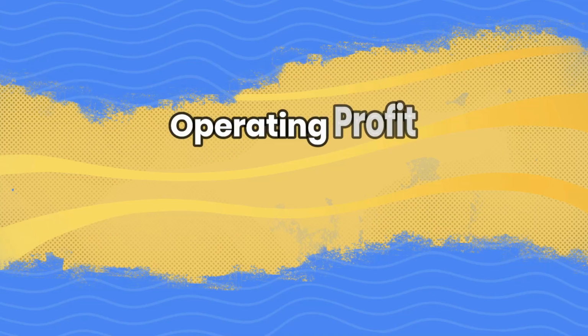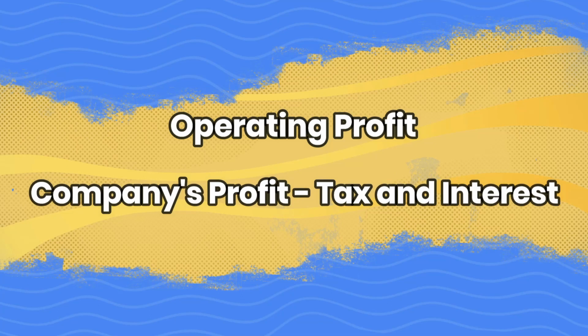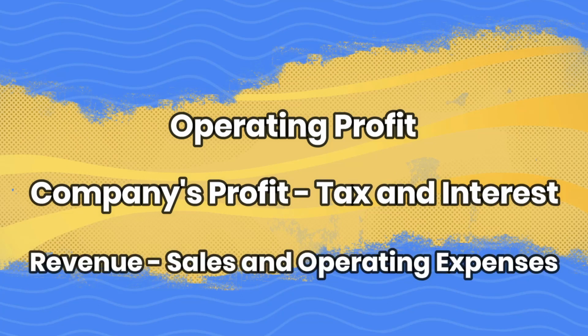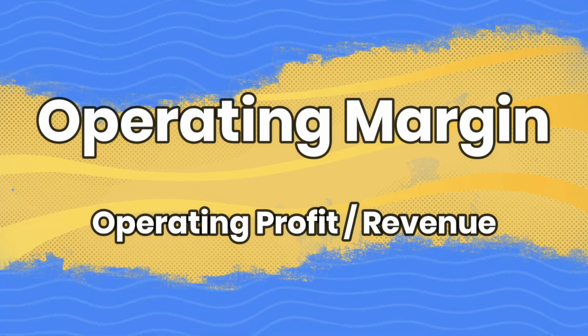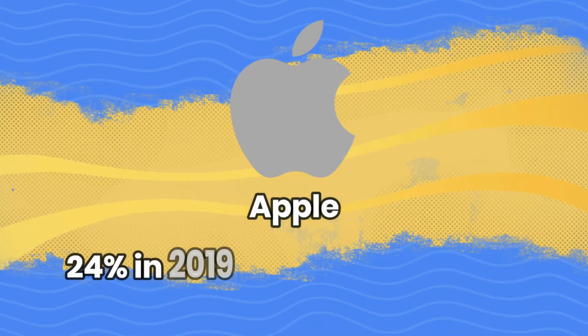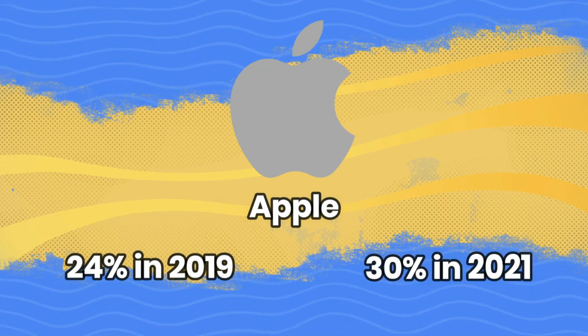Moving on, we come to operating profit, which represents the company's profit before subtracting taxes and interest paid on debt. It's calculated by subtracting the total cost of sales and operating expenses from revenue. A useful tool for analysis is the operating margin, which is the operating profit divided by revenue. This percentage indicates how much profit is generated from each dollar of revenue, and an upward trend over time is positive. In Apple's case, the operating margin was 24% in 2019 and nearly 30% in 2021. The subsequent line item on the income statement will be discussed next.